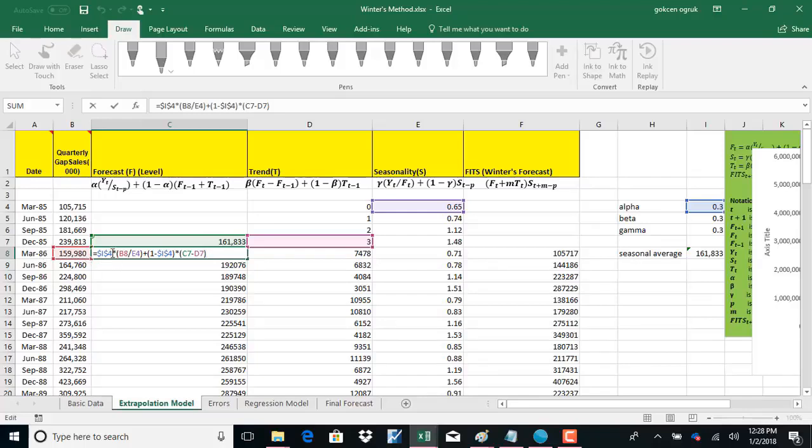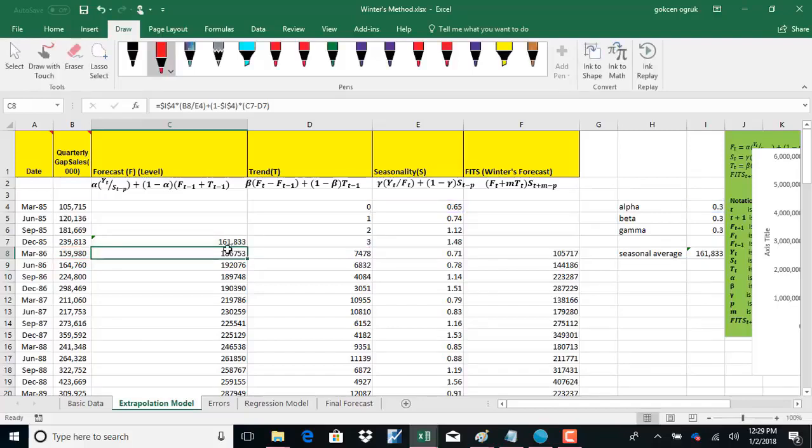You might think of this as, since we are forecasting the data for the first quarter, we will use the first quarter's seasonal index of the previous year, plus 1 minus alpha, also I fixed that cell, times level at period t minus 1, which is the last period's forecast of 161,833, we just estimated, plus the trend at t minus 1, which is the last period's trend estimate of 3, we just guessed. This is all we need to do to calculate level.